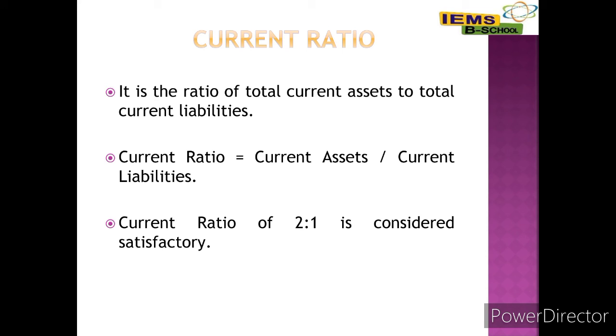The current ratio of a firm measures its short-term solvency. It indicates the rupees of current assets available for each rupee of current liability. The higher the current ratio, the larger is the amount of rupees available per rupee of current liability, and the more is the ability of the firm to pay for its short-term liabilities. Current ratio of 2:1 is considered satisfactory.